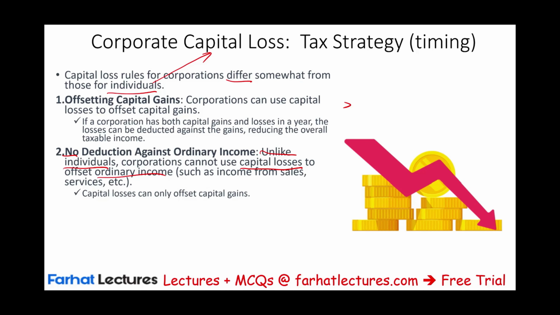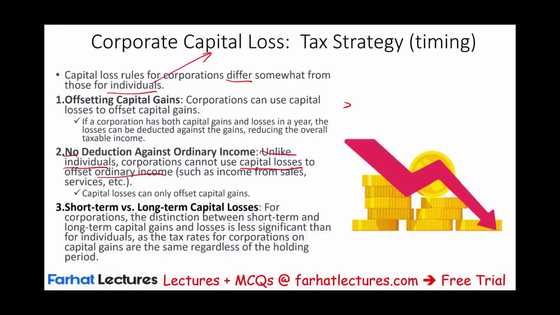So what can they do? They can only offset capital losses against capital gain. And there's no short-term versus long-term losses. In other words, for corporations, there's no distinction between short-term and long-term gains and losses. It does not make any difference because from a tax perspective, they're not treated differently. We don't treat short-term capital loss or gain versus long-term capital gain differently as far as taxation when it comes to corporate capital loss. We don't have that difference.